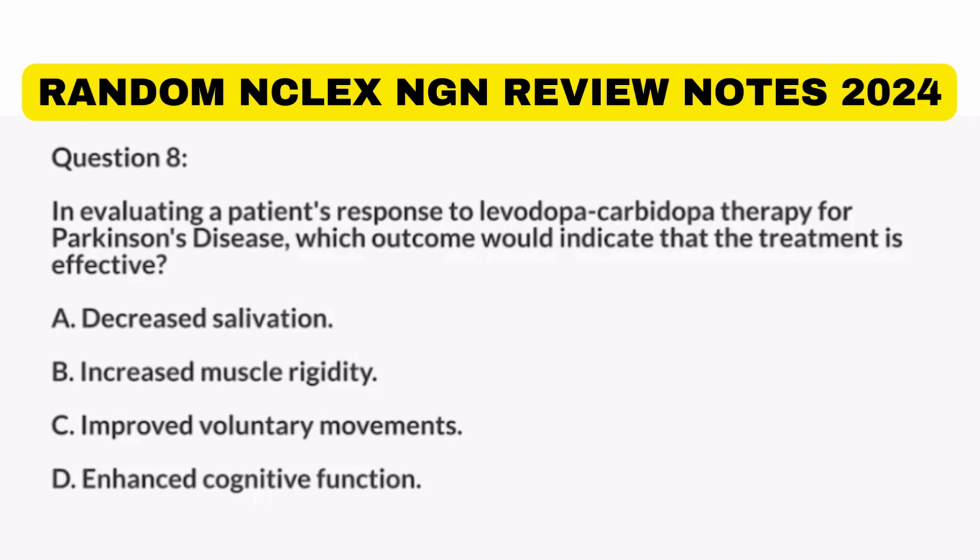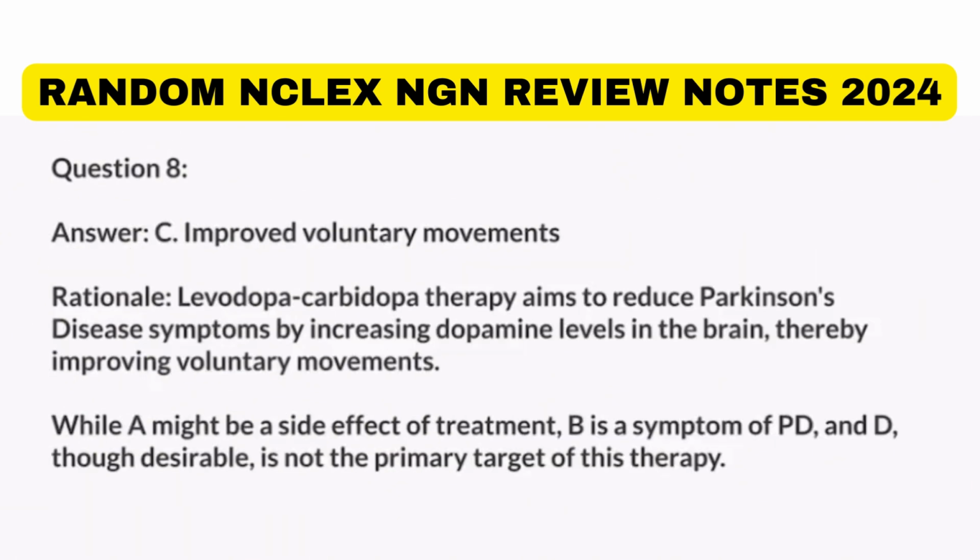Question 8. In evaluating a patient's response to levodopa-carbidopa therapy for Parkinson's disease, which outcome would indicate that the treatment is effective? A. Decreased salivation. B. Increased muscle rigidity. C. Improved voluntary movements. D. Enhanced cognitive function. Answer: C. Improved voluntary movements.